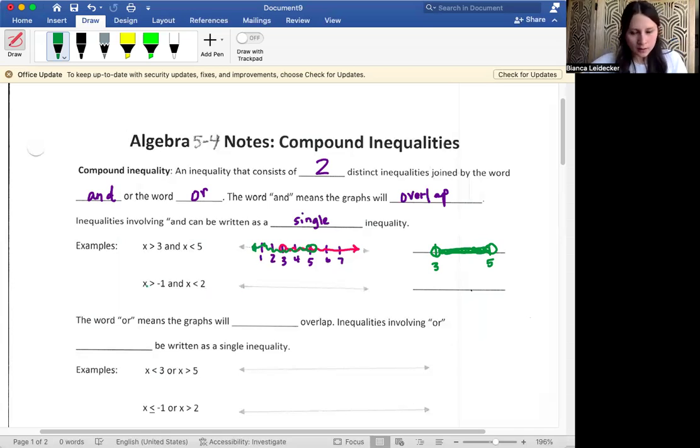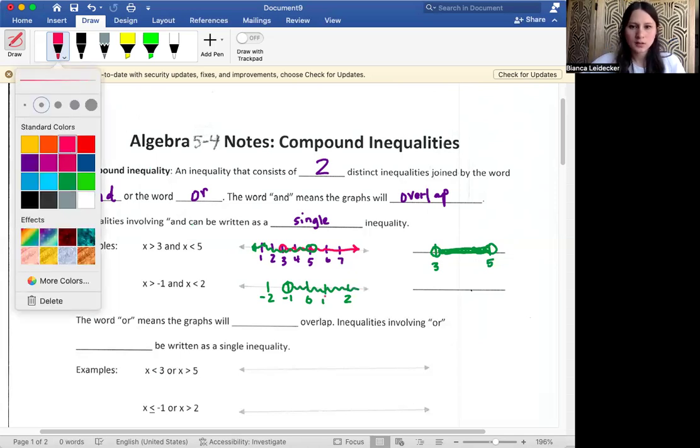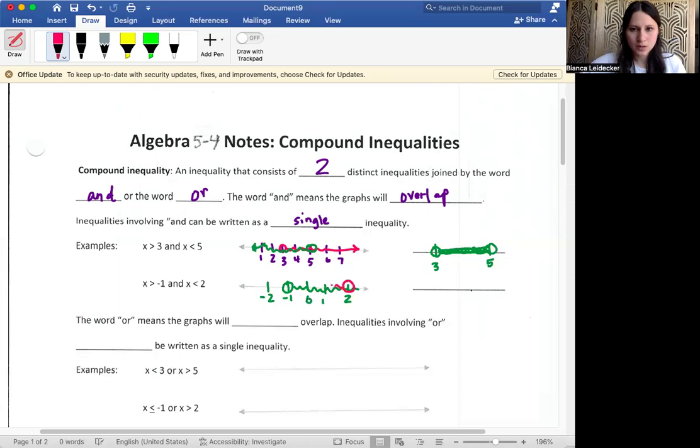Okay, let's look at another one. X is greater than -1. -2, -1, 0, 1, 2. So x is greater than -1. Anything greater going to the right. Or x is less than 2. So here's 2. Anything towards the left is less than 2. Therefore, where they overlap would be between -1 and 2. And the value for x is anything in between.